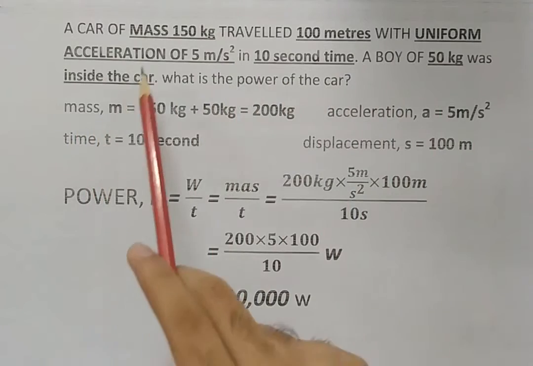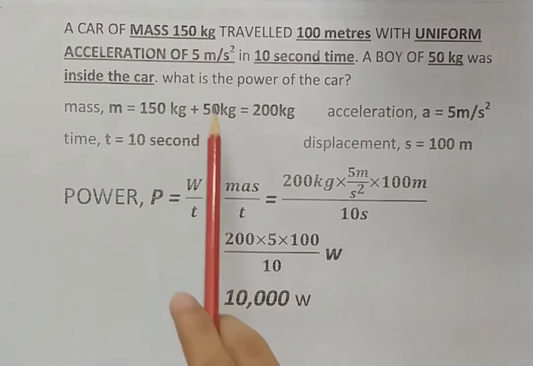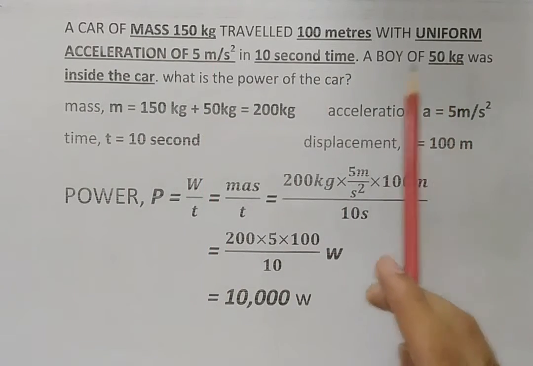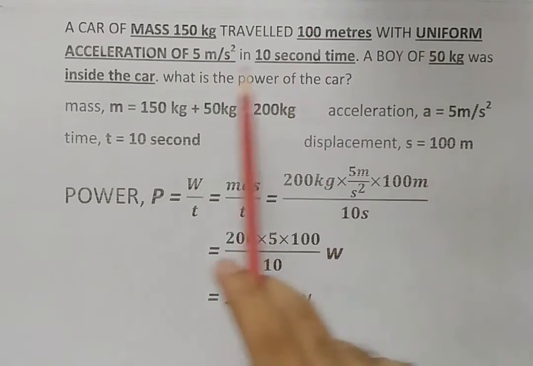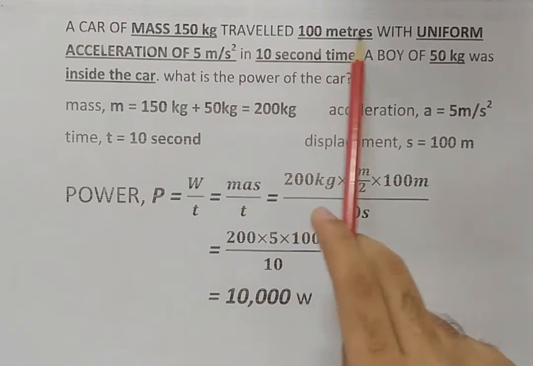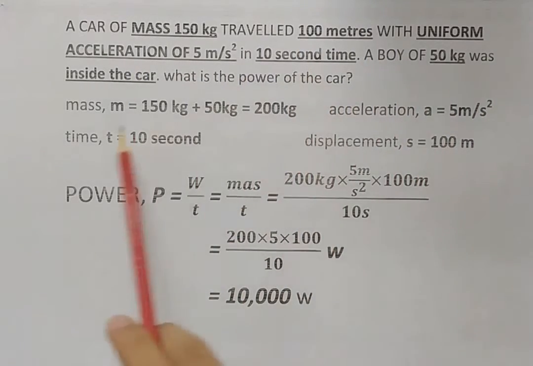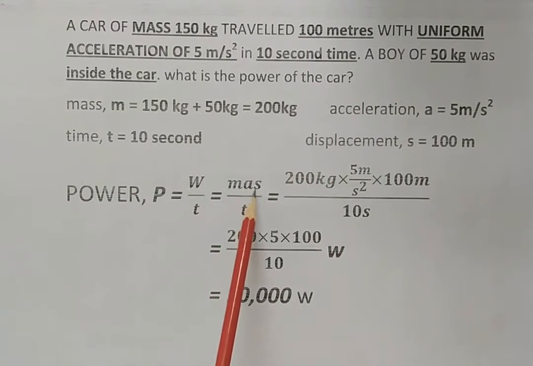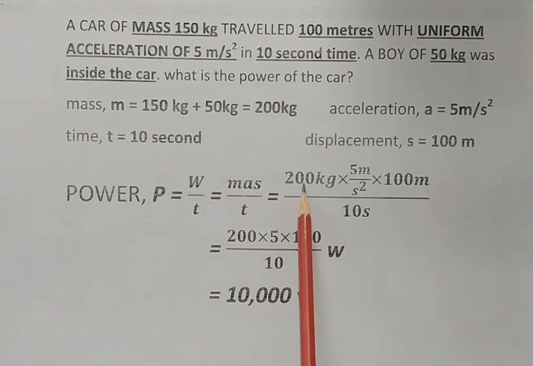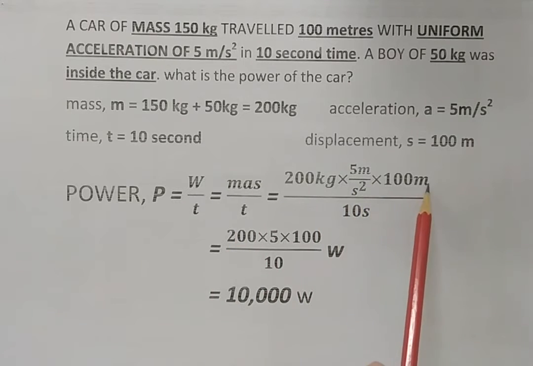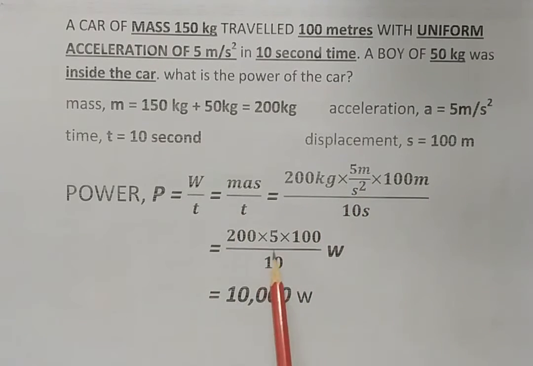So mass equals mass of car 150 kg plus 50 kg, the mass of boy, as the boy was sitting inside the car, so it's 200 kg. Uniform acceleration 5 meter per second square, displacement is 100 meters, time 10 seconds. So power equals W by T, means M A S divided by T, equals 200 kg into 5 meter per second square into 100 meters divided by 10 seconds, which brings a result of 10,000 watt.